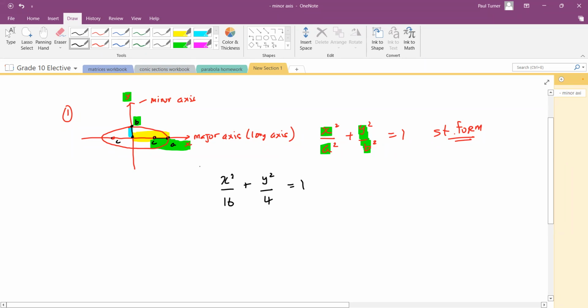So then we might want to know what A and B is. It looks like it's in the standard form, but we have 16. We don't have it to power 2. So this would be x squared on 4 squared plus y squared on 2 squared equals 1. Like that. So then we can actually see what the A value is here.